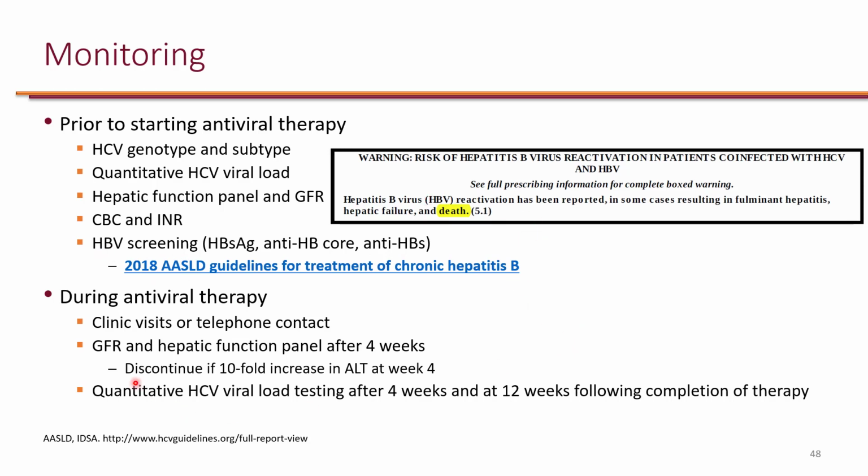And then during antiviral therapy for hepatitis C, it's important to have clinic visits as well as telephone contact. This is important to make sure that we answer patients' questions as well as assessing them for adherence and for any drug-drug interactions as well as adverse effects. It's important specifically at 4 weeks to assess the patient's renal function as well as hepatic function, and that determines whether we can continue therapy or not, depending on whether the regimen is renally cleared or hepatically cleared.